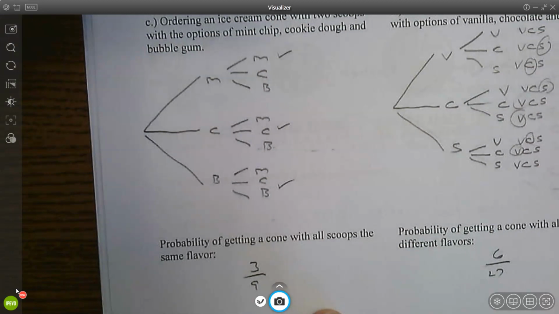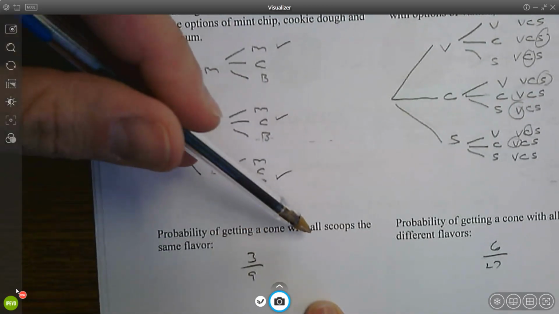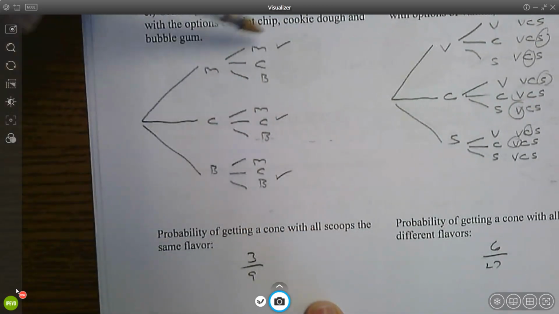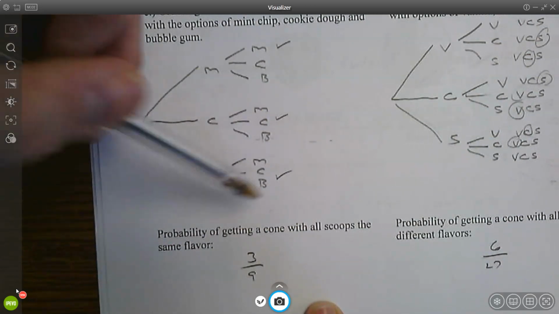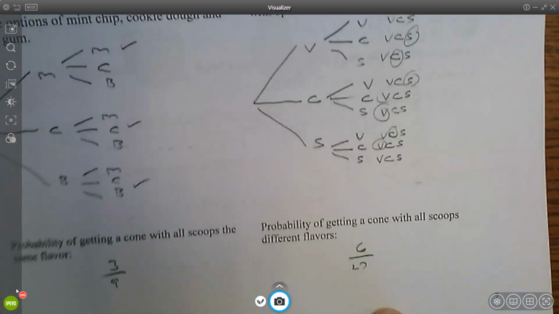C and D both deal with ice cream. So you have 2 scoops, mint, cookie dough, or bubble gum, and then you could get the same second scoop. So there's 9 total outcomes. If you want the same flavor, it could be mint, mint, cookie, cookie, or bubble, bubble. Bubble, bubble. It's fun to say. 3 out of 9.